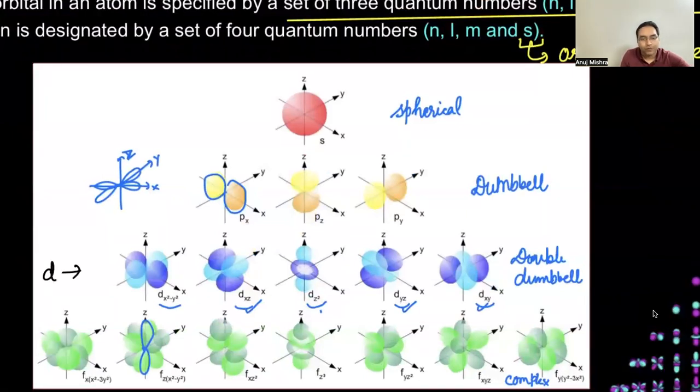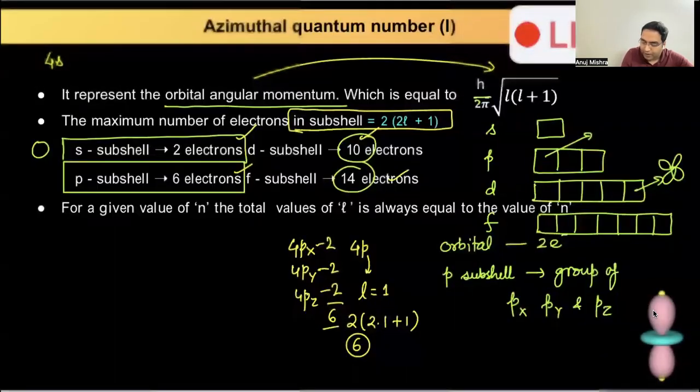Count. 5. There are 5 options. In each, how many electrons will go? 2 each. Total how many electrons will there be? 10. Is it clear? Yes, sir. So d has 5 possibilities, not 10 possibilities.